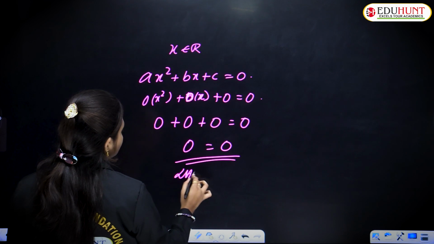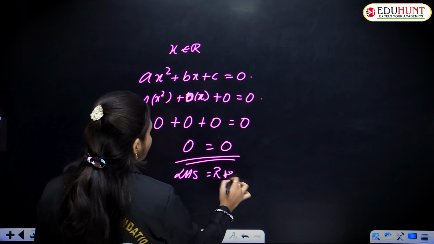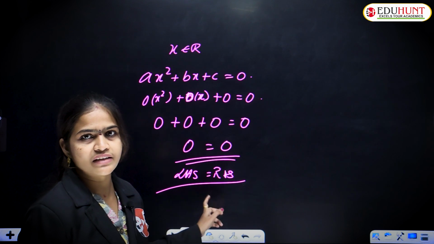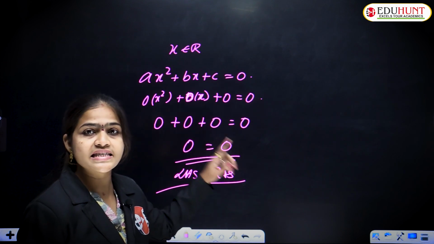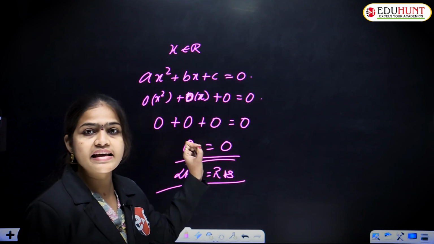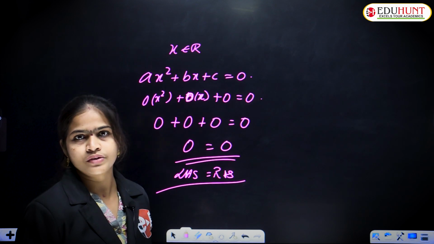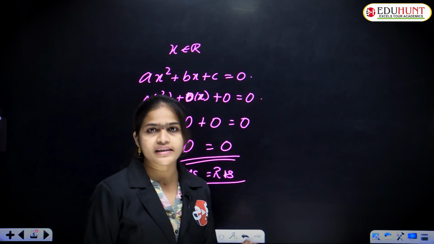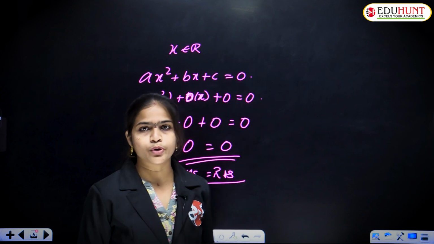So here LHS is equal to RHS only, no? So that's why the equation is satisfied. A quadratic equation is satisfied for a, b, c values 0 and x any real value. Okay, then it satisfies. Satisfies means LHS is equal to RHS. So this is the third point.